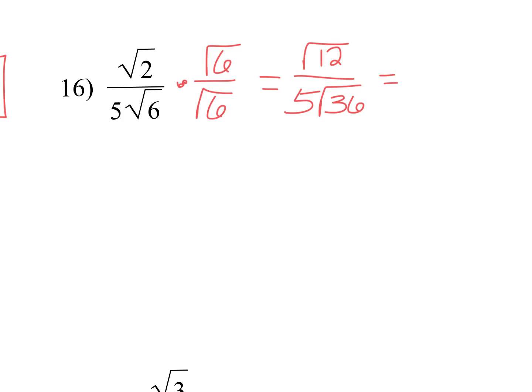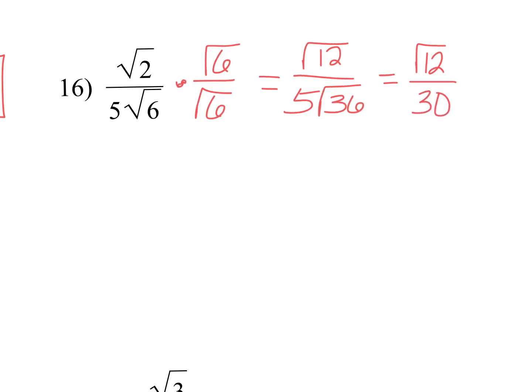Top, what can I do with the top? Let's keep it for now. Let's worry about the bottom first. Let's get rid of the radical on the bottom. What's the square root of 36? 6, so 6 times 5? 30. Now let's worry about the top.